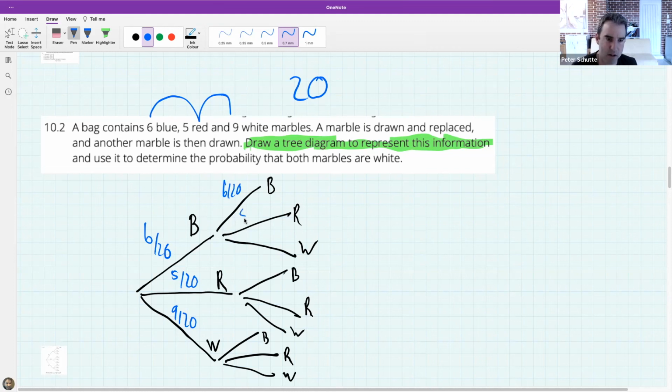And luckily, because you are putting them back, the probabilities are going to stay the same. If you had taken something out and not put it back, that would have been a different story. But really, I'm just repeating myself on these branches.